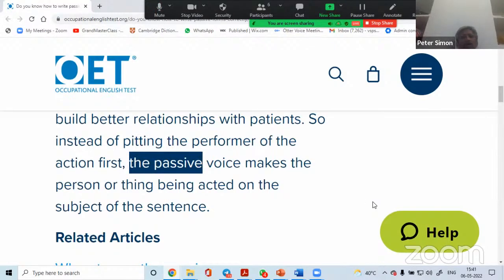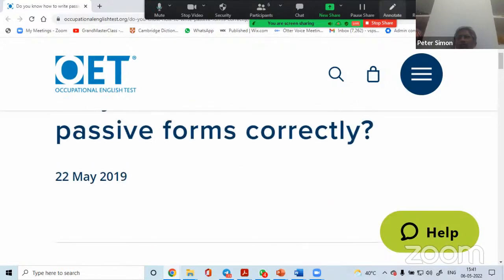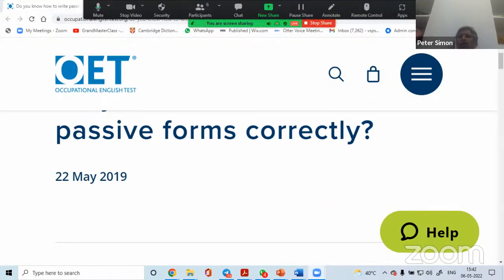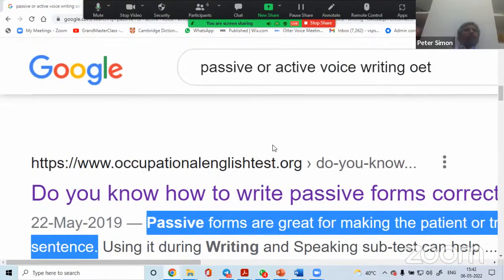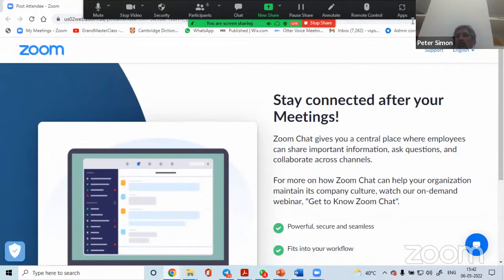OET is telling you this, not me. You can use active voice, no problem. But the quality is like street market and supermarket. In a street market, you will sweat, become dirty and tired, with too much of a headache. But if you go to a supermarket, AC, relax, enjoy. You pay a little money and you get good quality. Here also, if you use passive voice, you'll get good marks. After that, it is your wish.